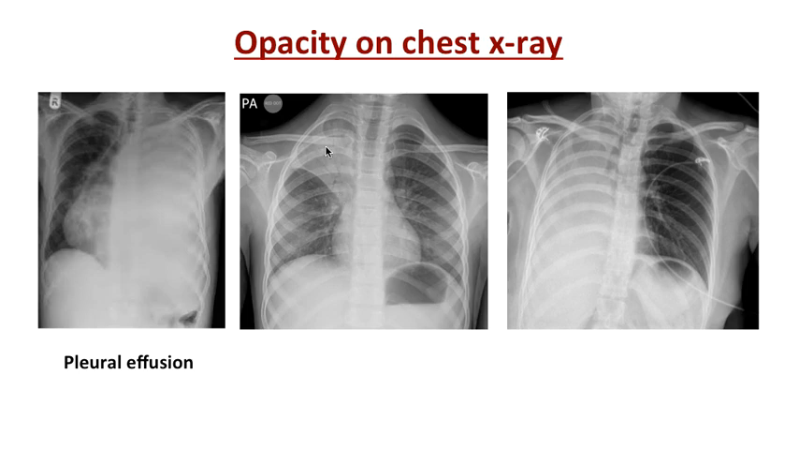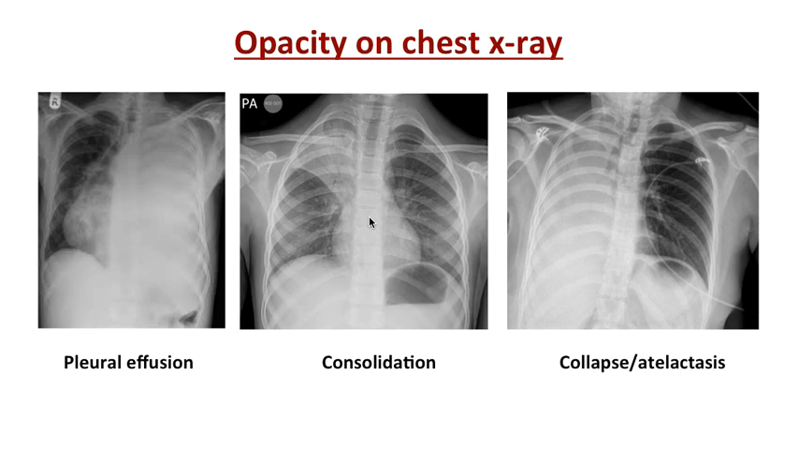Again, there is an opacity, but the mediastinum is not shifted. So what can this opacity be? This is definitely not fluid, because if it had been fluid, the trachea should have shifted to the opposite side. It cannot be collapse either, because then the trachea would have shifted to the same side. So the trachea is not shifted. So this is consolidation.